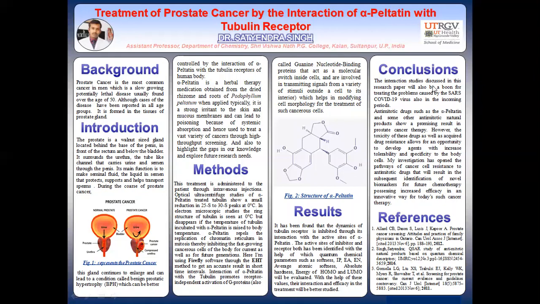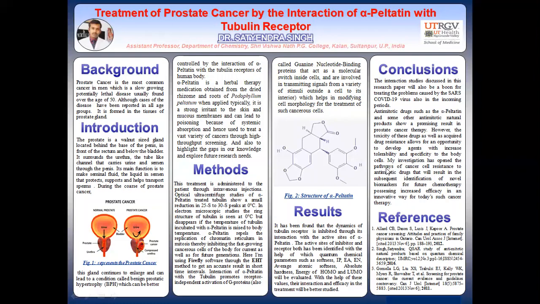Now the conclusions. The interaction study discussed in this topic will also be a boon for treating the problems caused by the SARS-CoV-19 virus, and in the incoming periods it will be a boon for this field also. Antimitotic drugs such as alpha-peltatin and some other antimitotic natural products show promising results in the field of prostate cancer therapy. However, the toxicity of these drugs as well as acquired drug resistance allows for an opportunity to develop agents with increased tolerability as well as specificity to the body cell.